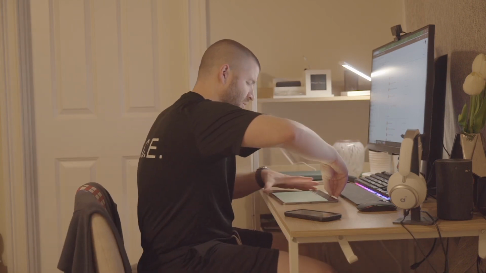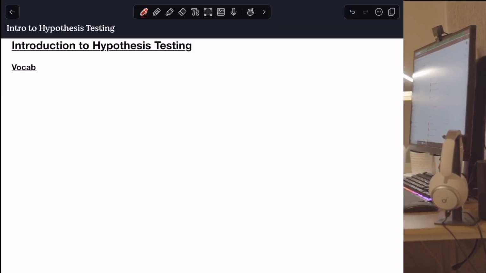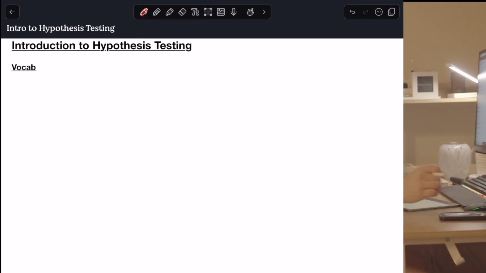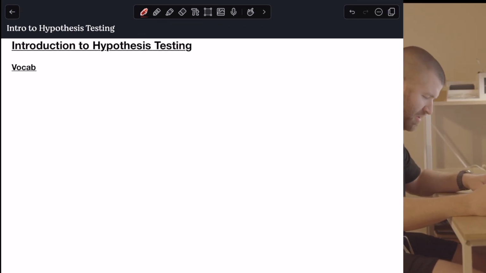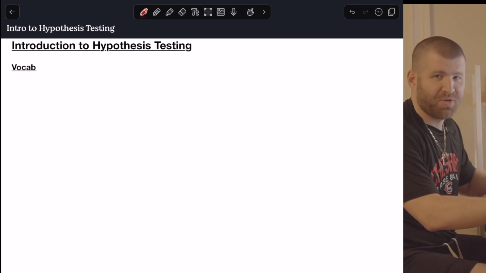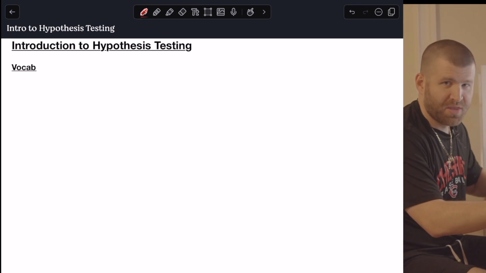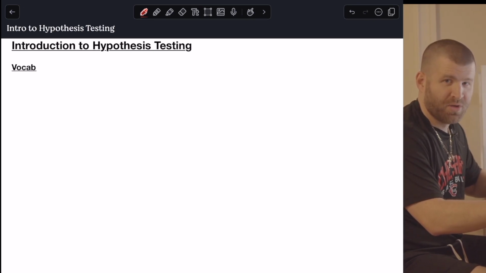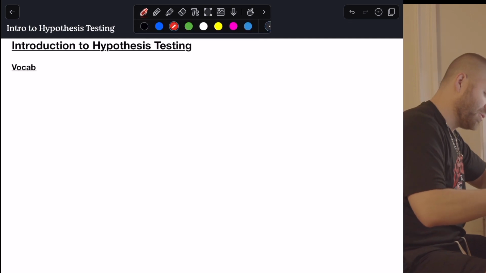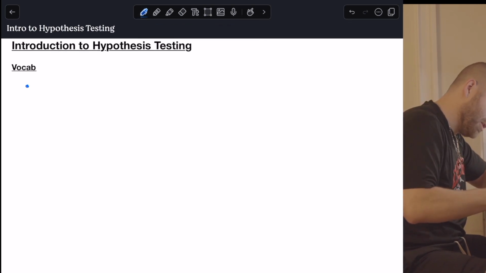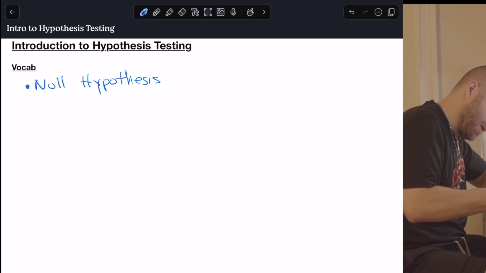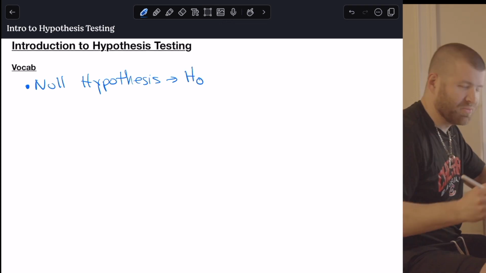Right. So with our intro to hypothesis testing, which is what this is called, our new unit is hypothesis testing. We have a couple of vocabulary words that are going to be really, really important to understand. The first of those vocabulary words is the null hypothesis. This, with some notation, will look like H with a subscript of 0.